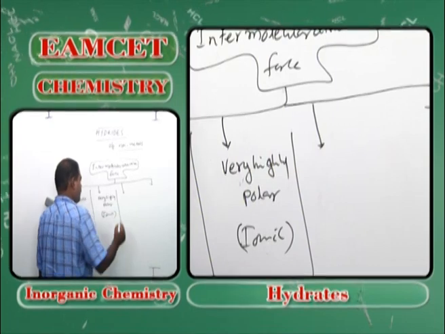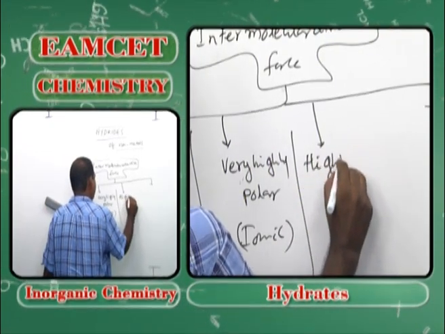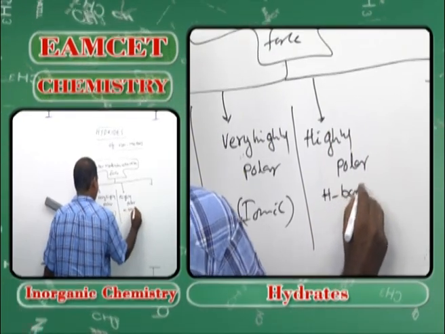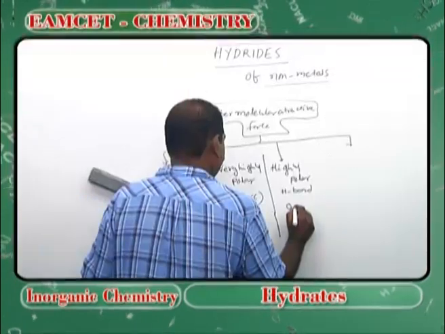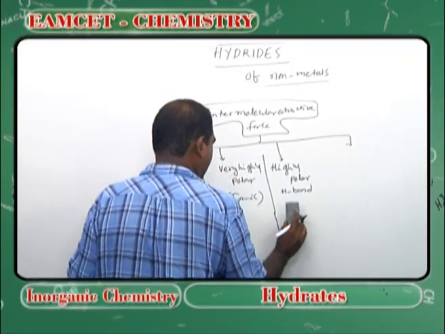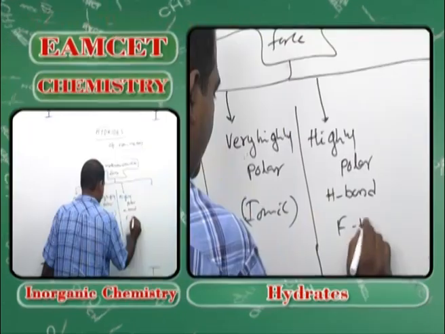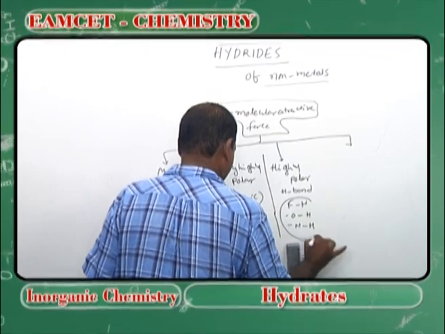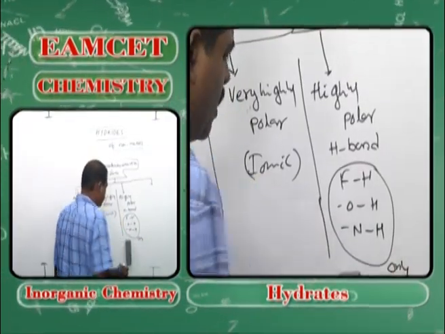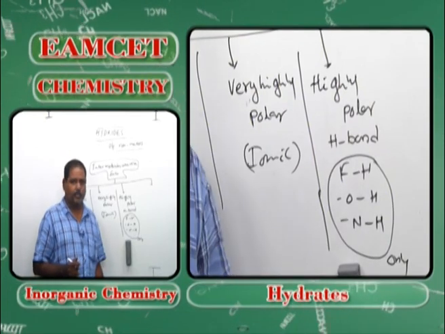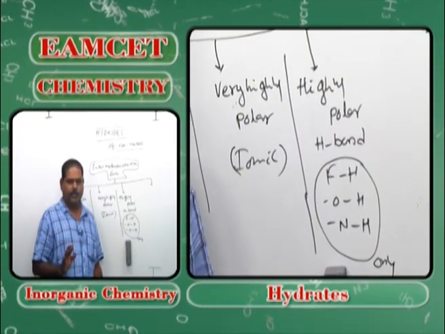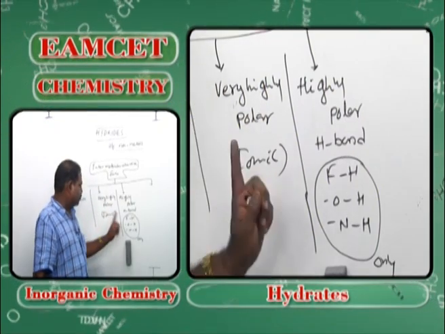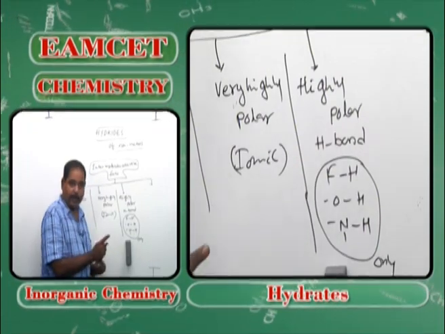The third one is highly polar. Highly polar you will see only in hydrogen bond, and hydrogen bond is there only when FH, OH and NH bonds are present. I repeat, FH, OH and NH bonds only. There are one or two cases where chlorine also participates in hydrogen bond, but don't spoil your brain with that knowledge. That knowledge is not necessary, especially at this time. So, FH, OH and NH only. Highly polar means hydrogen bond.